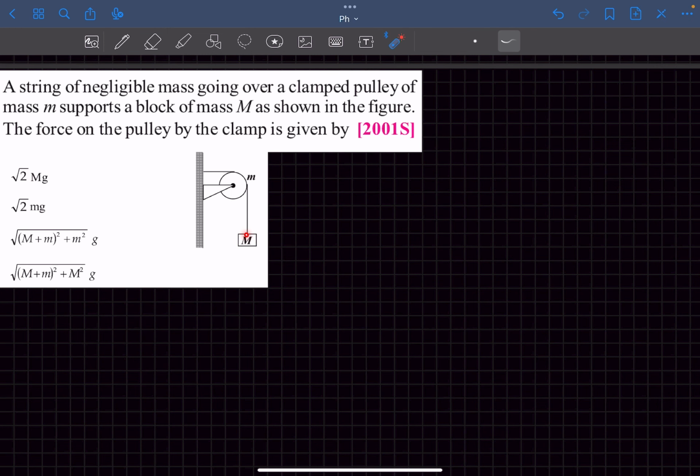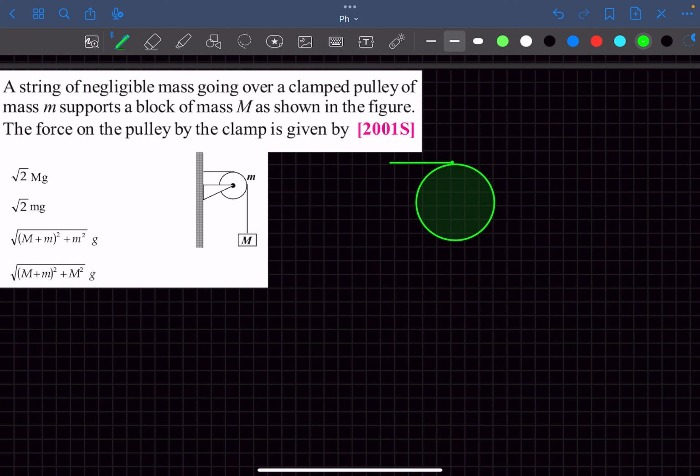Next problem: we have a string of negligible mass going over a clamped pulley of mass m, and it supports a block of mass capital M as shown in the figure. We have to find the force on the pulley by the clamp. Clearly the pulley is in equilibrium, so let's try to draw the FBD of it. This string here will pull it with a tension T, and this string over here will also pull it with a tension T.